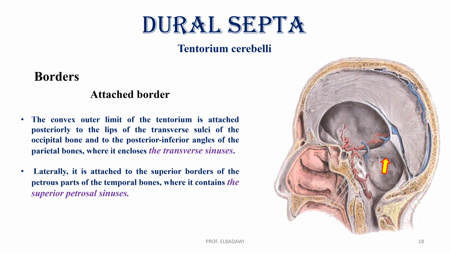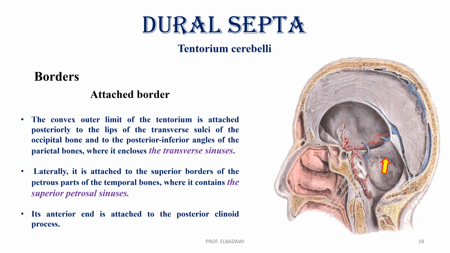Laterally it is attached, so it has a lateral and a posterior part. We'll see it in the next diagram. It attaches to the superior border of the petrous part of the temporal bone, as you can see here. Posteriorly it is attached to the occipital and the parietal bones. And along this one will be the superior petrosal sinus.